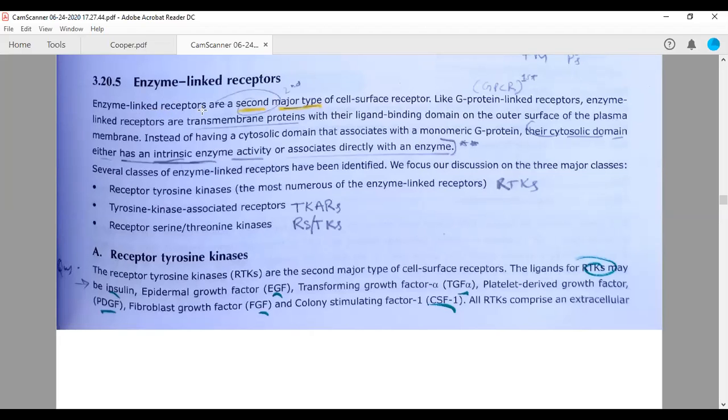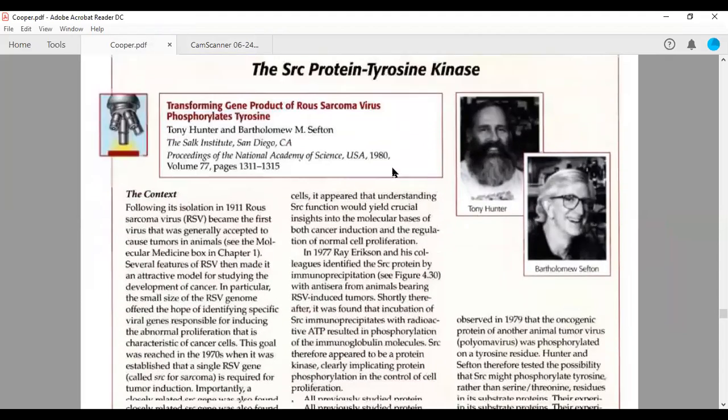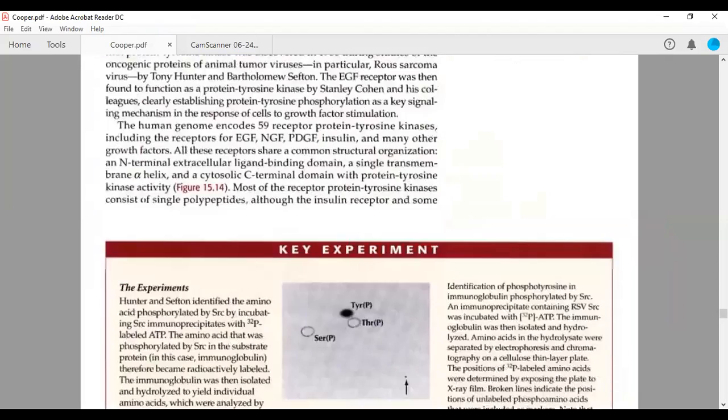See here, enzyme-linked receptors are the second major type of cell surface receptors, like G protein linked receptors that are called GPCRs. Obviously, GPCRs are first, the most abundant, because they are present everywhere. Smell, sight, and taste receptors are all GPCRs. Enzyme-linked receptors are transmembrane proteins with their ligand binding domains on the outer surface of the plasma membrane. So let us see the structure of these receptors first, so that we are able to understand.